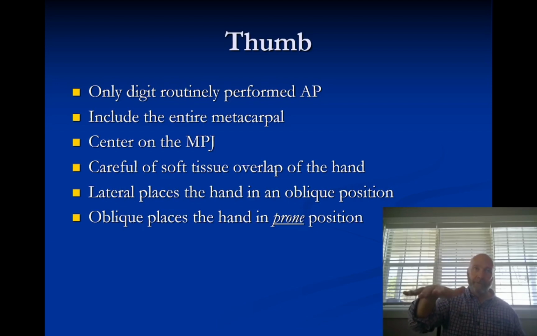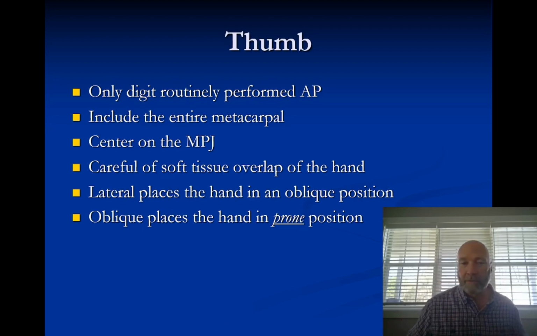All right, so remember the difference between prone and position and projection. Prone is with the hand down. That's not PA position. Projection, in this case, will be a PA oblique, but the hand is in a prone position. So in order to get the PA of the thumb, what we would have to do is oblique the hand, or dip the fingers down, which would elevate the thumb.